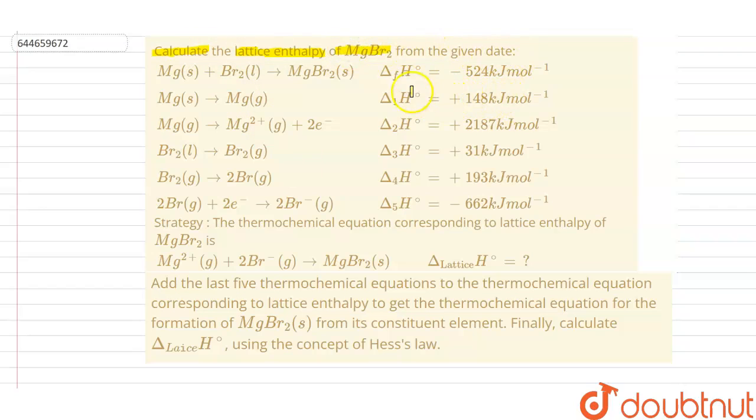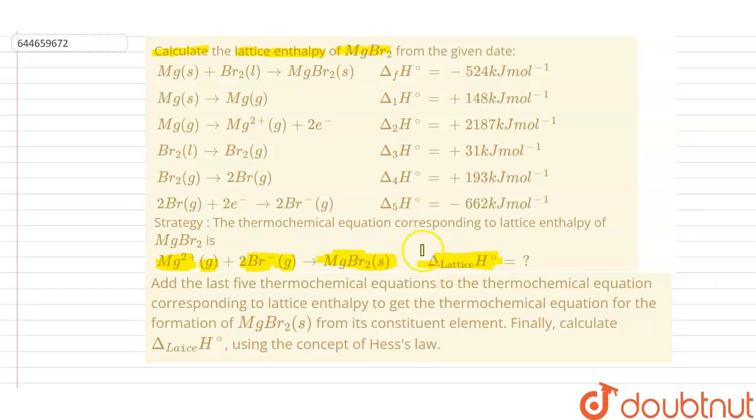Hi friends, the question is: calculate the lattice enthalpy of MgBr2, that is magnesium bromide, from the given data. Here they gave the enthalpy of formation values for the conversion of magnesium solid to gaseous, then bromine liquid to gaseous, and so on. Finally, the equation is Mg2+ gaseous reacting with Br- gaseous to form magnesium bromide, a solid. For this reaction we have to find the lattice enthalpy, del lattice H.